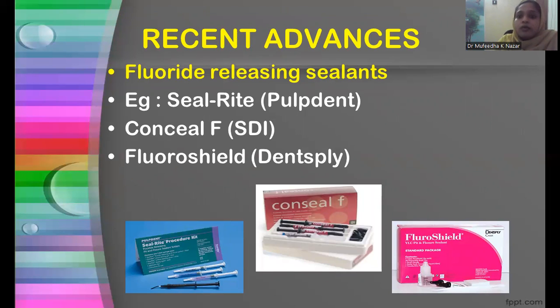Now, recent advances in pit and fissure sealants. First one is the fluoride releasing sealants. The fluoride releasing sealants show a prolonged fluoride release and promote fluorapatite formation and thus produce caries prevention. Examples of fluoride releasing sealants include Seal Right, Conceal Left, and Fluoroshield.